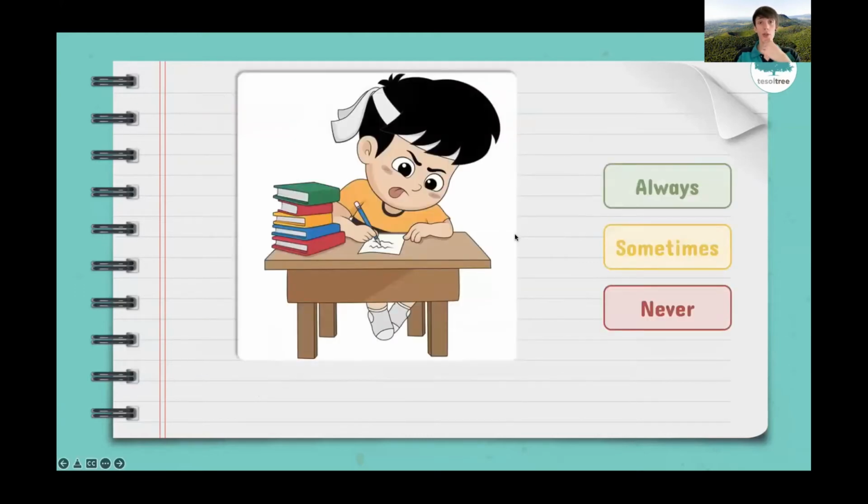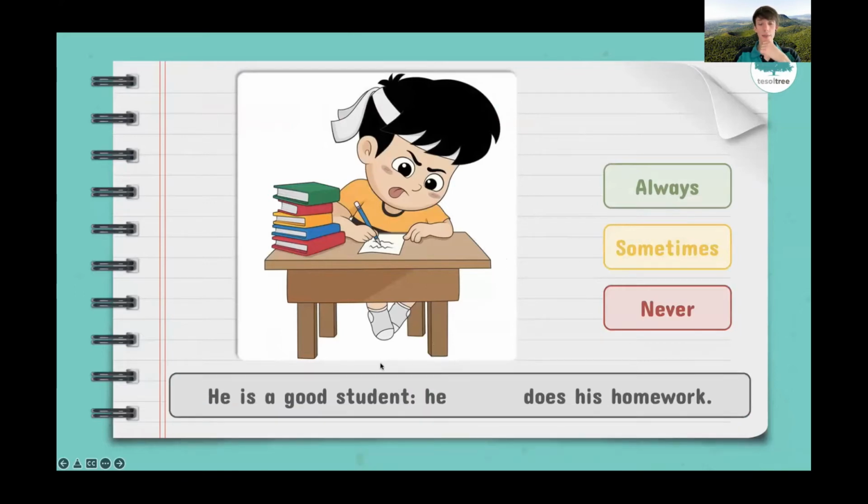Let's use those words to complete the sentences. Look at the picture. He is a good student. He does his homework. If he is a good student, does he do his homework? Yes or no? Yes. If he is a good student, he does. And so is it always, sometimes, or never? If he is a good student, he always does his homework.